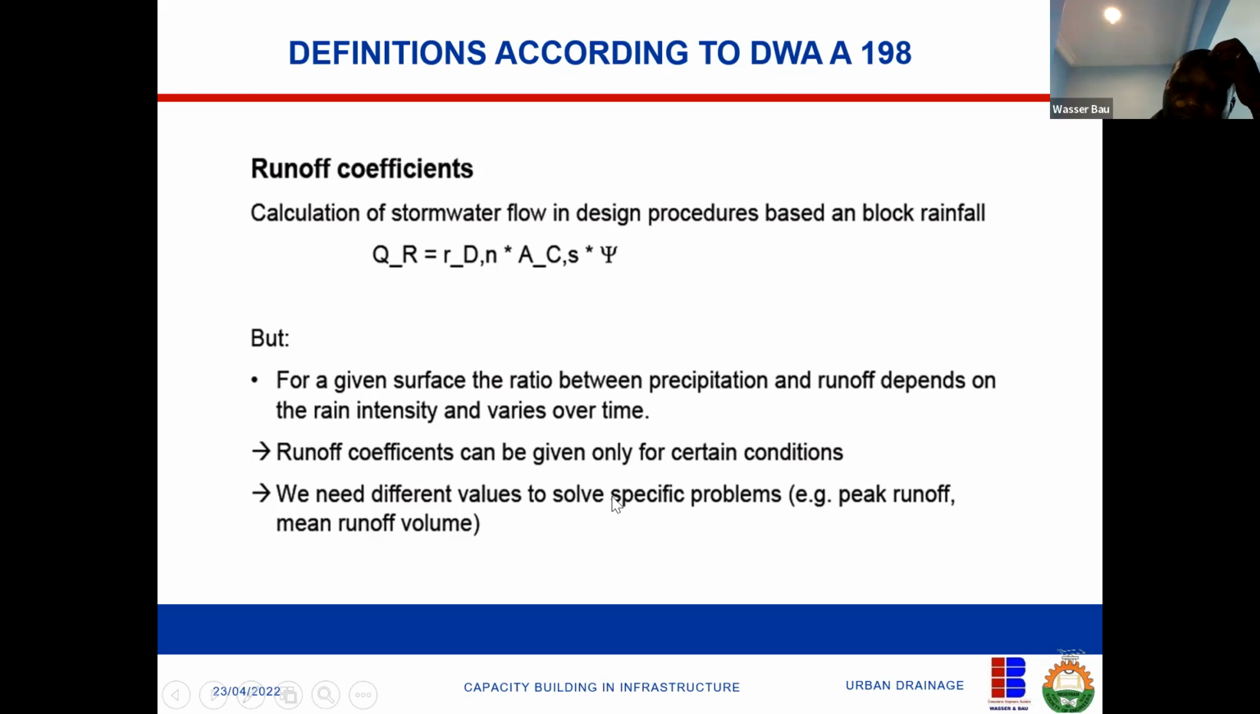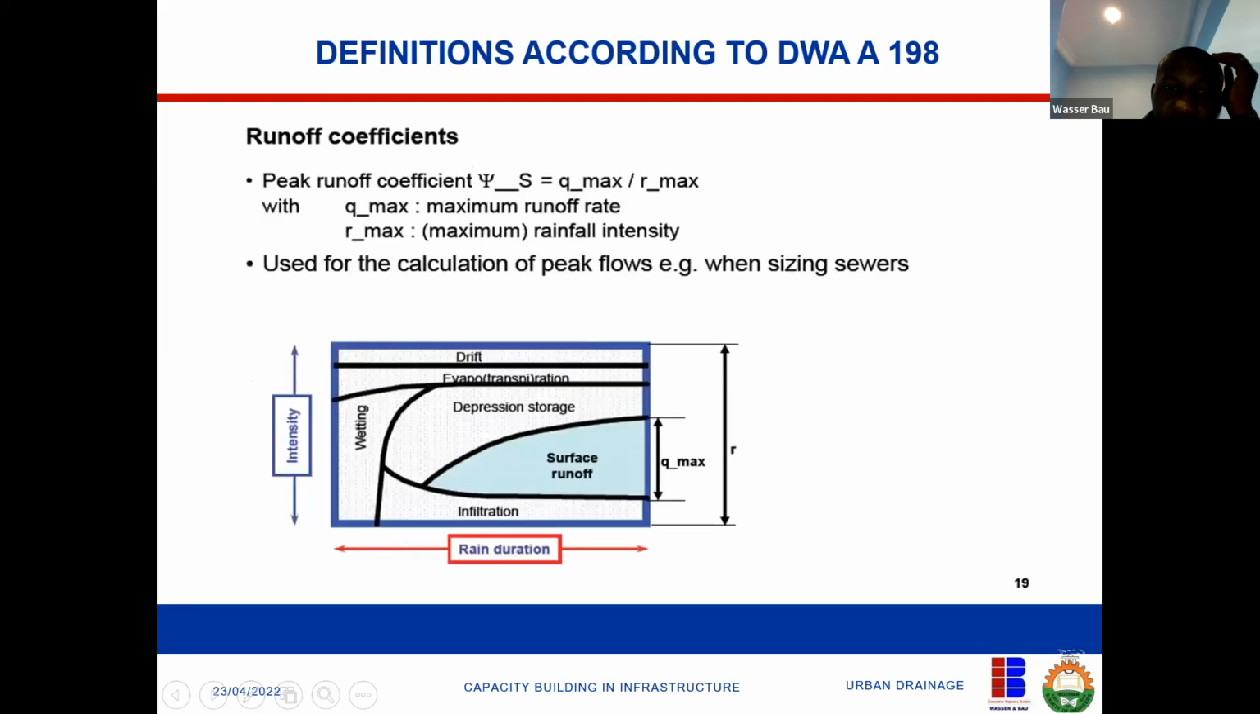Runoff coefficient can be given only for certain conditions. We need different values to solve specific problems. Example: mean runoff, peak runoff. I'll explain all those things. So now, the peak runoff coefficient is this over this. You can just forget about that for now.